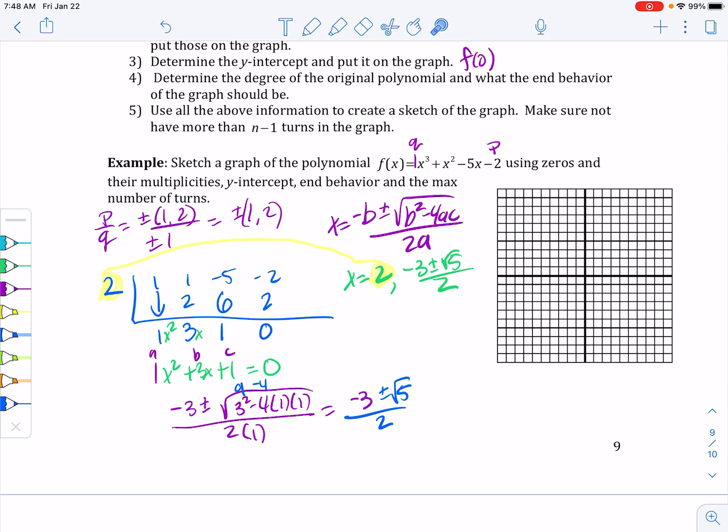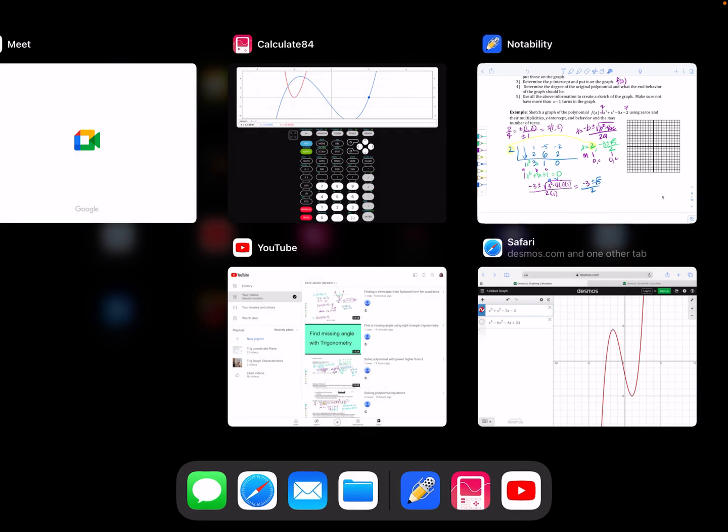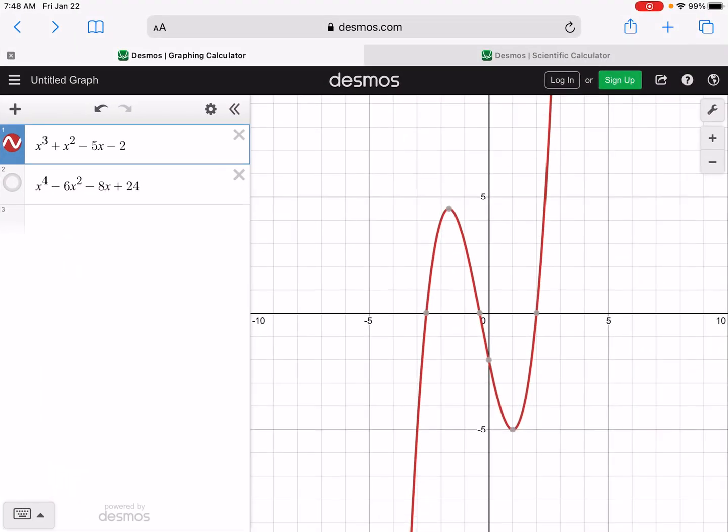The roots do. And the 2 shows up once, so it has a multiplicity of 1. So both of these are odd and crossing. Now, I need to figure out where this is located on the graph. So we're going to put this into our calculator so we can know what number that is. So -3 plus root 5 over 2.